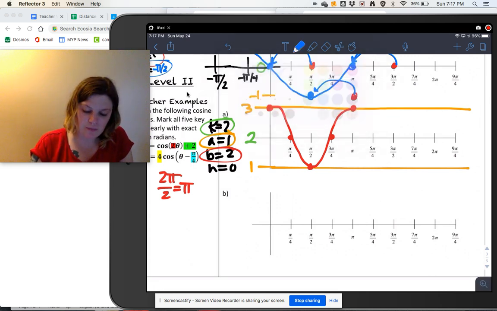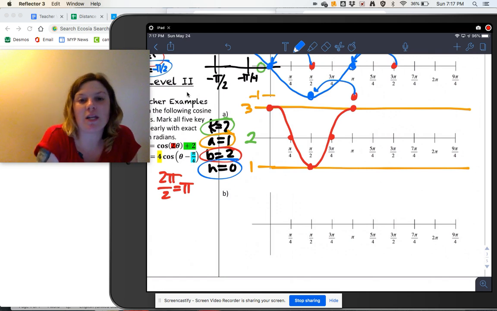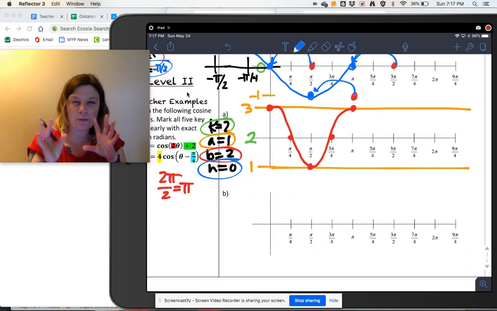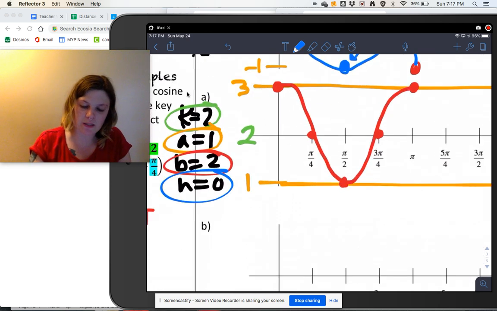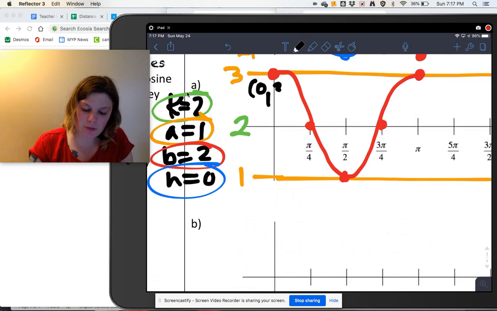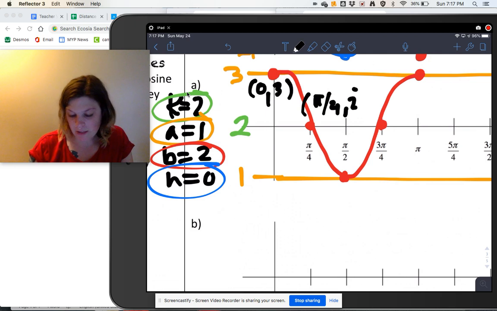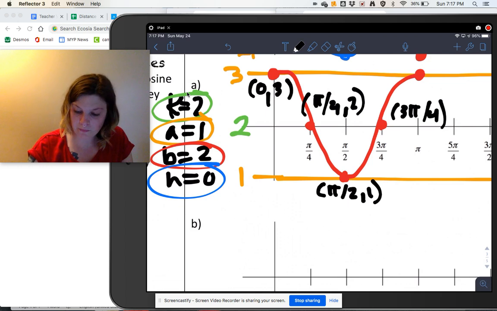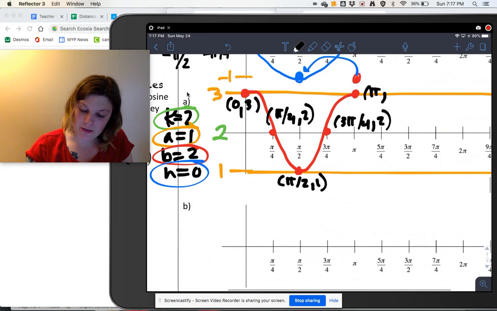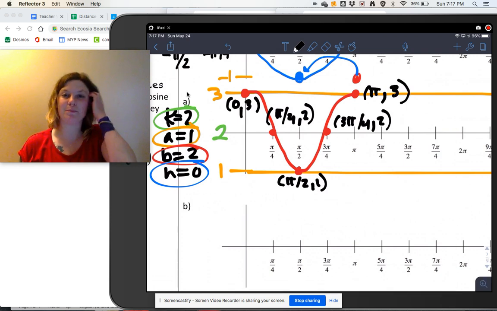So when two things are changed, really the process doesn't change that much. We don't have to shift anything left or right in this question, but it's just that you're doing two changes, and so you have to keep your eyes a little peeled on these examples. All right, let's label our points. 0, 3, pi over 4, 2, pi over 2, 1, 3 pi over 4, 2. And then finally, we end at pi, 3, back to our maximum.